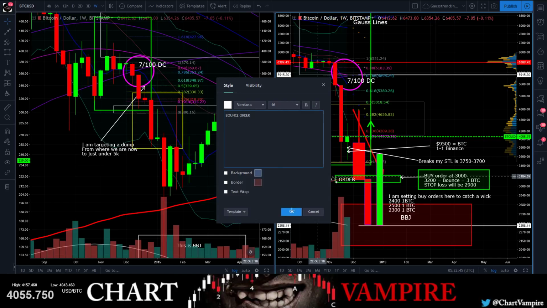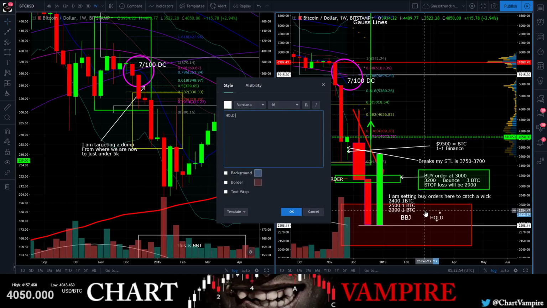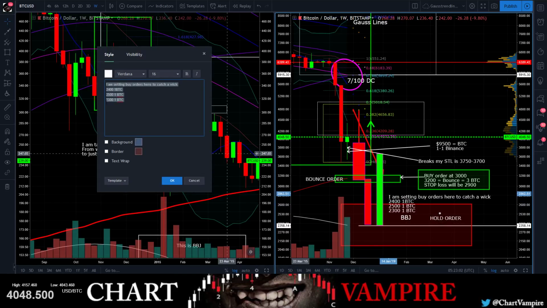I'll play that as a bounce order, just like I played this. This is a bounce order, but I'll actually play this as a hold order. So I'll play this as a hold order here, again at the value of, and I will actually increase this.